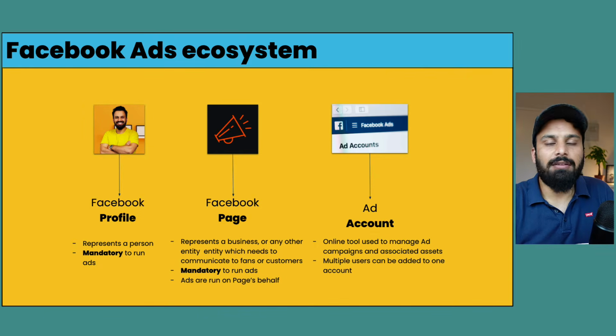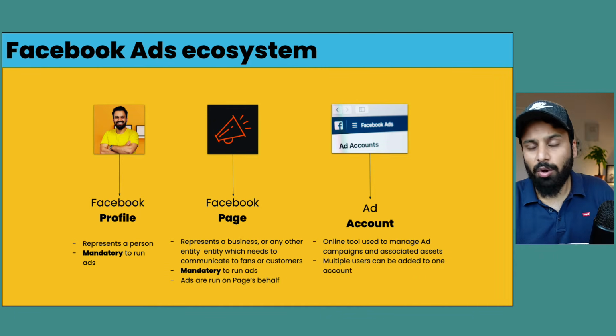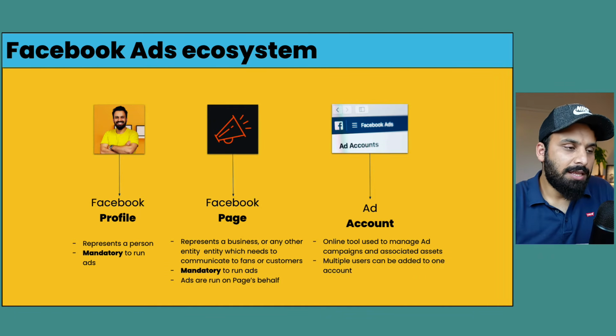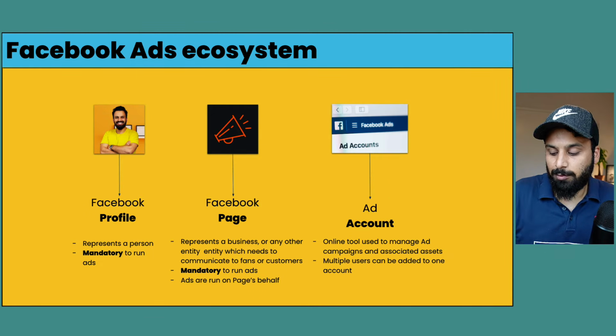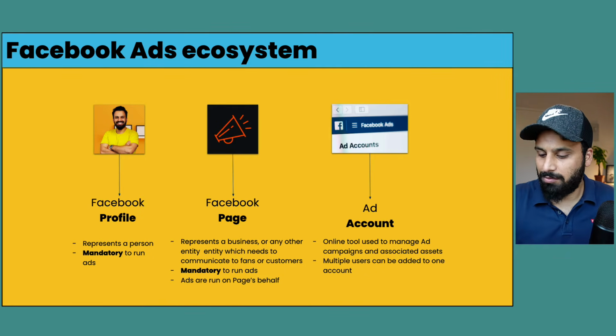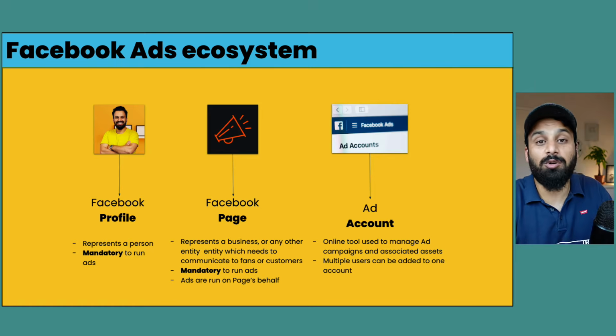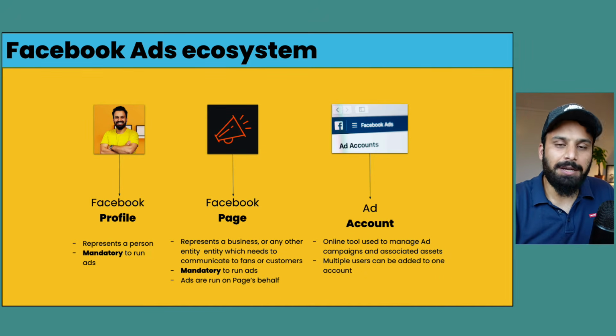The first one is our Facebook profile. We all know what a Facebook profile is, right? All of us have a Facebook profile, at least most of us, or Instagram profiles. So this is how Facebook looks at it: a Facebook profile is a person. You have friends, you like certain pages, you follow certain pages, you are part of certain Facebook groups. So a Facebook profile is associated with a person.